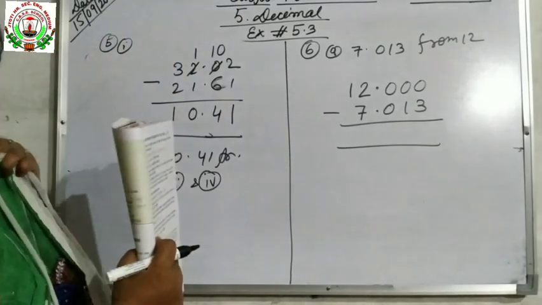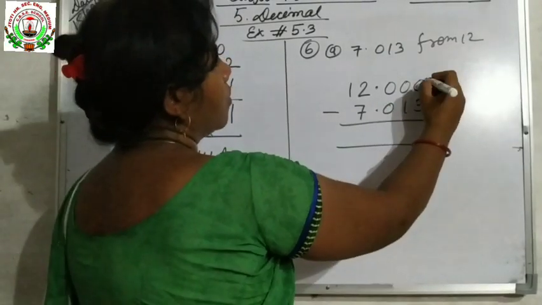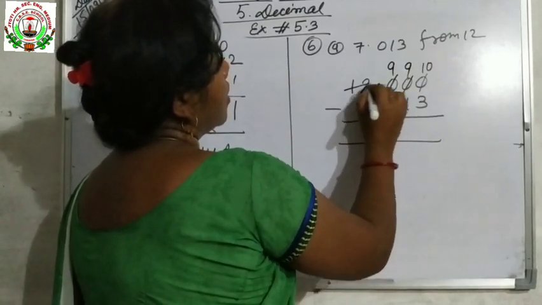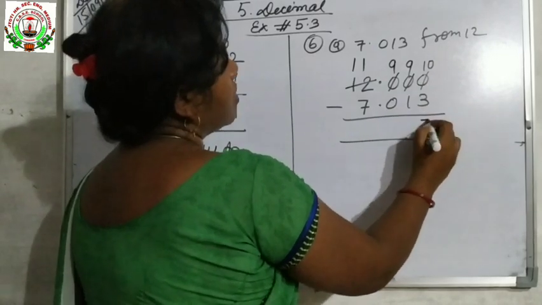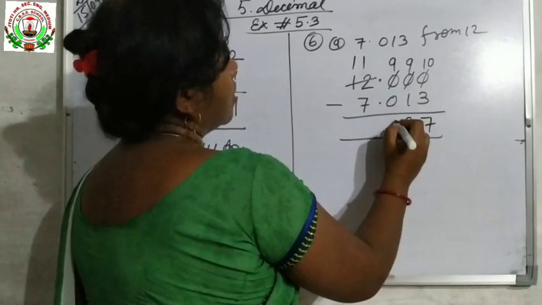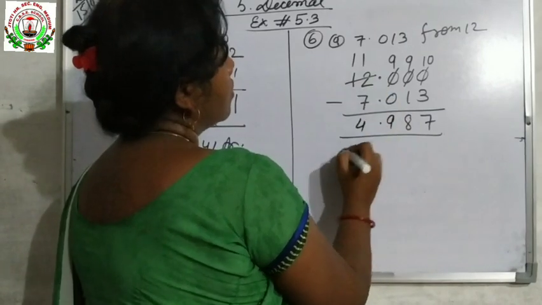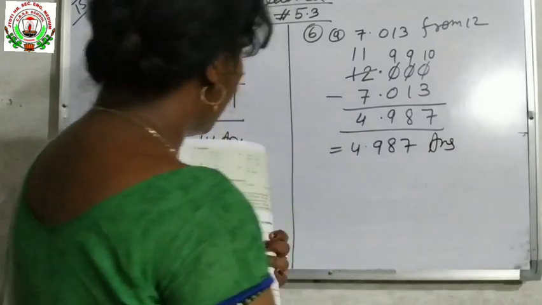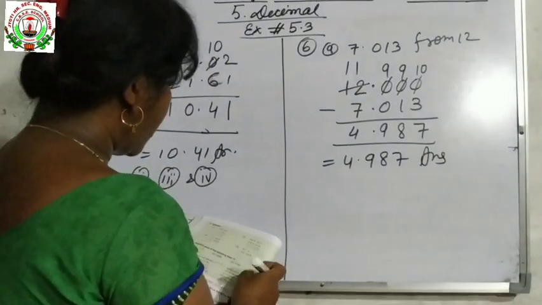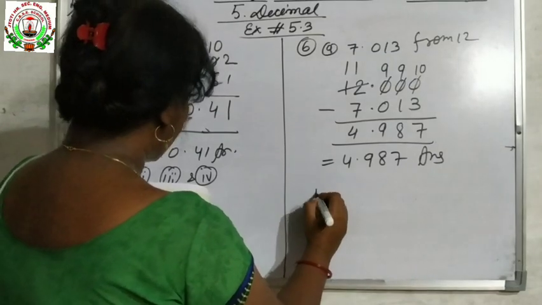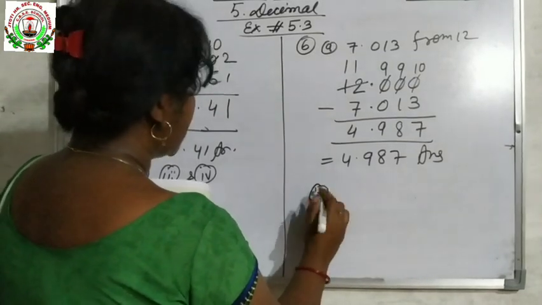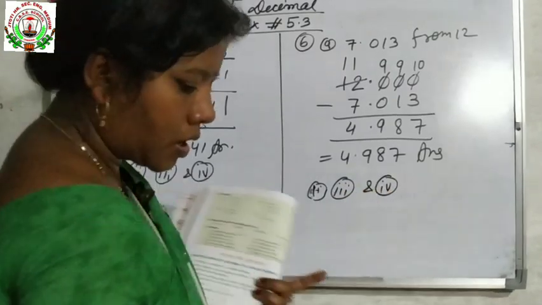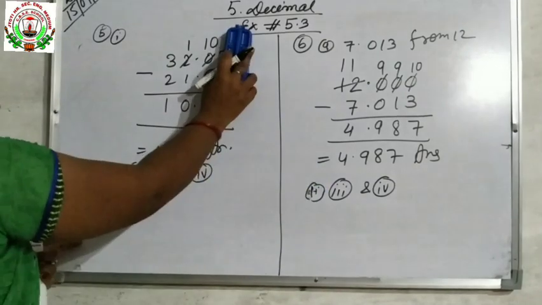Now you will subtract. We can't subtract 3 from 0, so we will borrow here 10. It becomes 9, and this becomes 11. 10 minus 3 is 7, 9 minus 1 is 8, 9 minus 0 is 9, 11 minus 7 is 4. So your correct answer is 4.987. So all the numbers you will subtract from 12. Understood? Only questions 2, 3 and 4 are there. Next we will see question number 7. It is our last question.